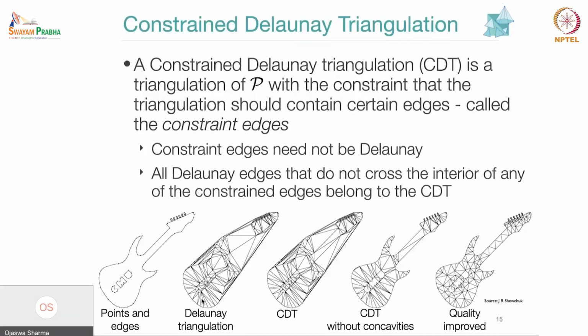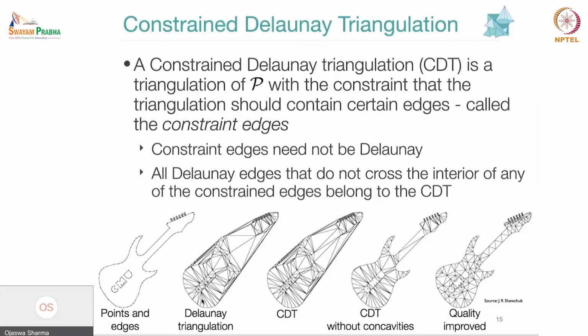In the third case, I have a CDT where I impose the constraint edges from the input. So you see that the edges from the guitar handle can be seen. You can make out the edges in that, and that is my CDT, or the constrained Delaunay triangulation. And from the CDT, if I remove the concavities, I get a CDT without concavities. In that case, the boundary of my CDT looks like that of a guitar.